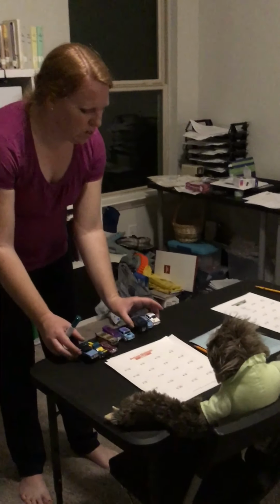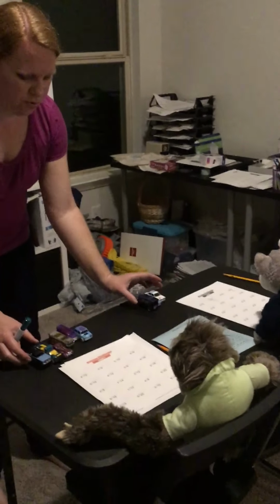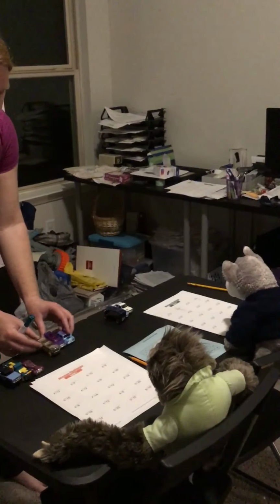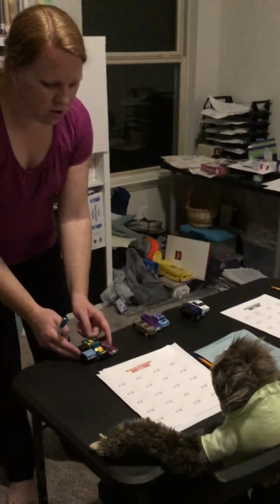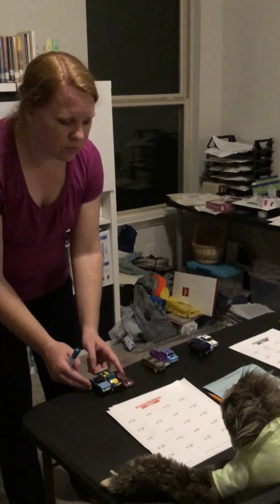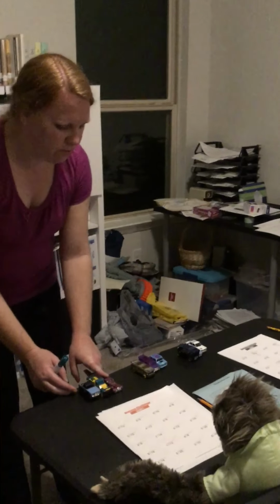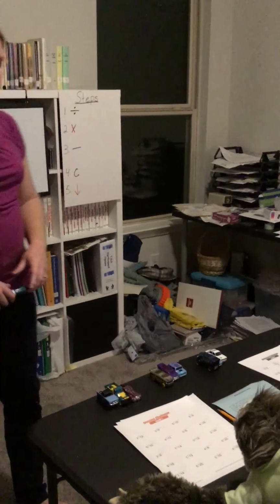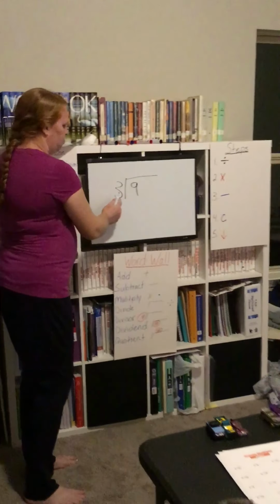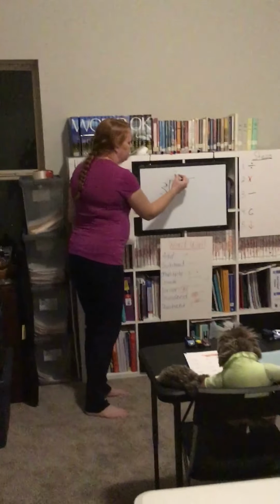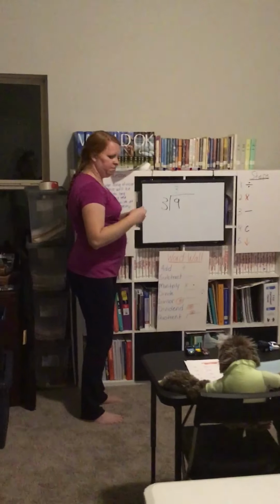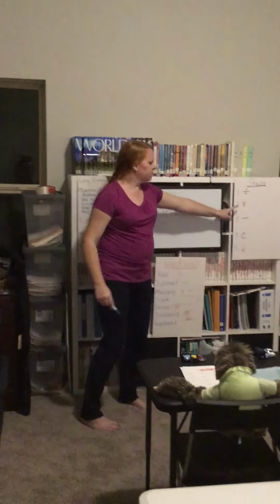So we have 3 cars, 1 group. 3 cars, our second group. 3 more cars, our third group. So how many groups do we have? 3, that's correct. So 3 divided by 9 is 3 times. Okay? What is our second step?